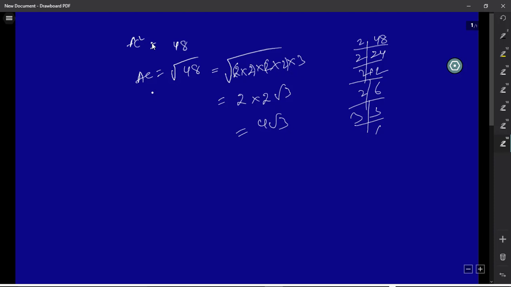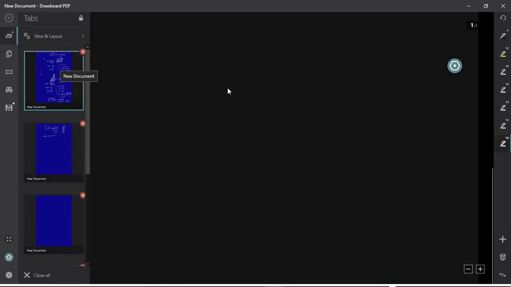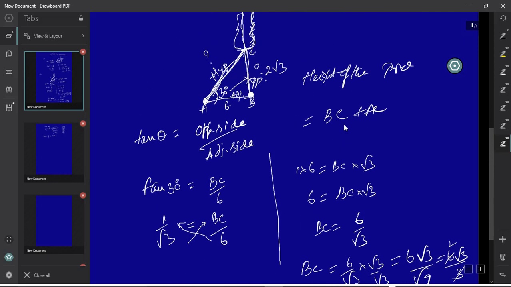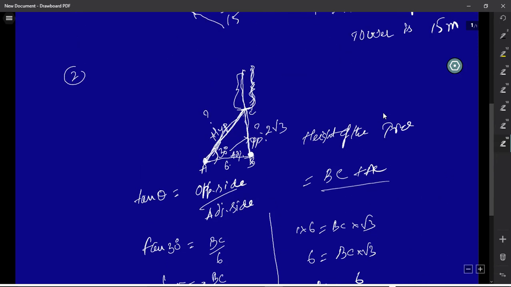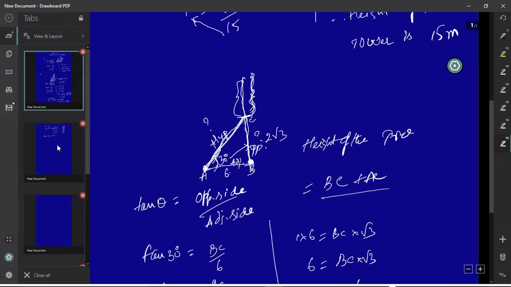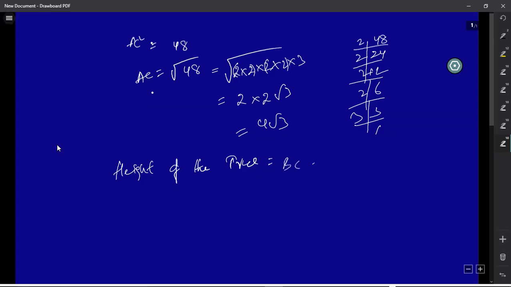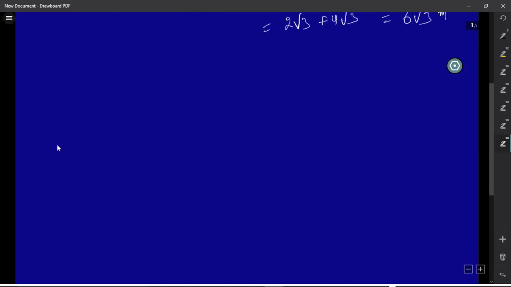Now we actually wanted to find out the height of the tree before it fell down, and we see that the height of the tree should be BC plus AC, right? What is the value of BC? The value of BC is 2 root 3. Take care. Value of BC is 2 root 3 and value of AC is 4 root 3. 2 root 3 plus 4 root 3 will make it 6 root 3. So the height of the tree is 6 root 3 meters. As simple as that. Let us go ahead and work on the next problem.